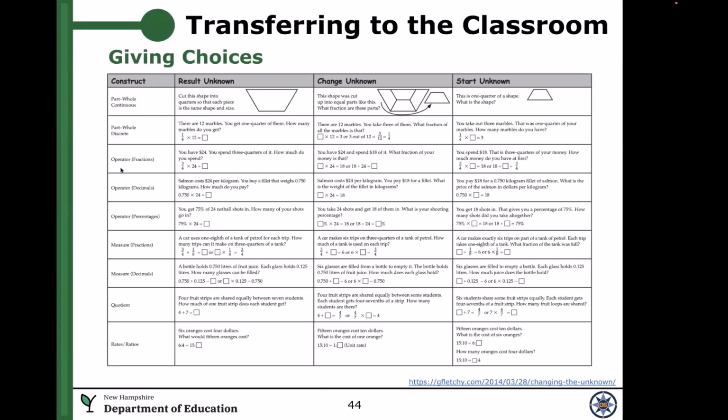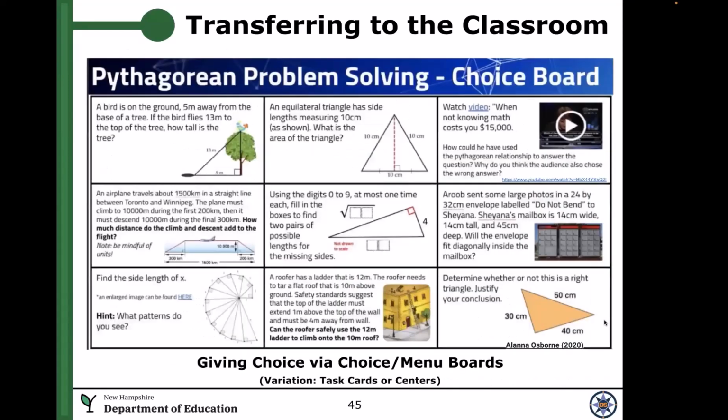So we've got what they're doing here specifically on the side, and then there's a question where the result is unknown, or the change is unknown, or the start is unknown. So just mixing it up and allowing students to figure out which one they want to solve and explain is helpful. They're still getting the concept, but they are able to choose which particular example they want to solve, which question.